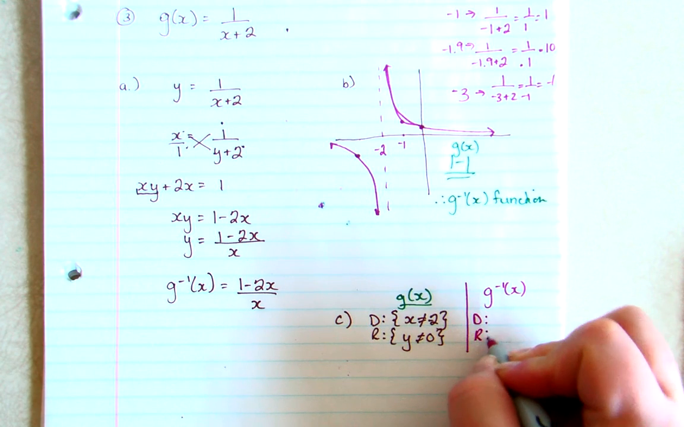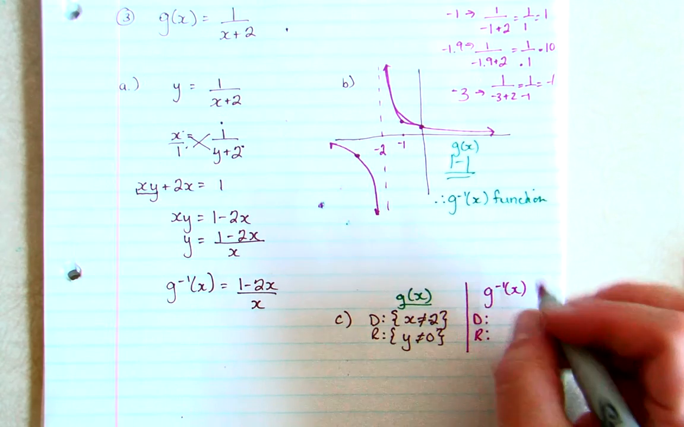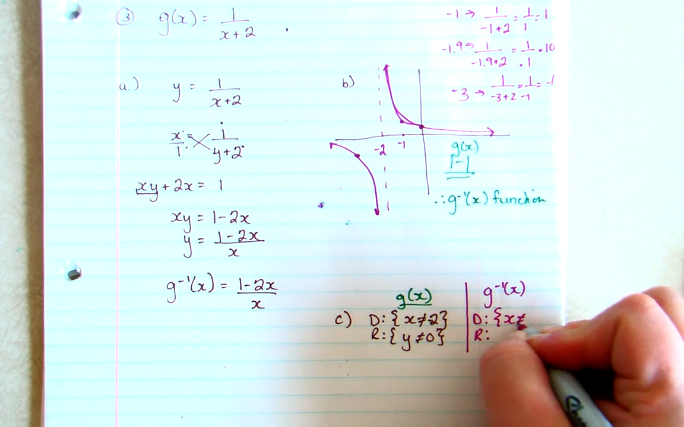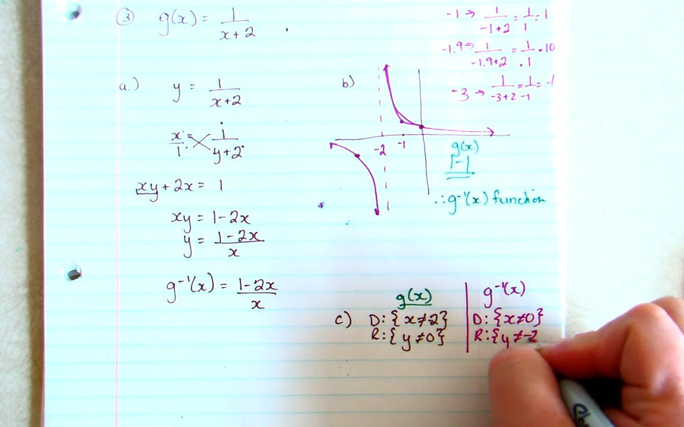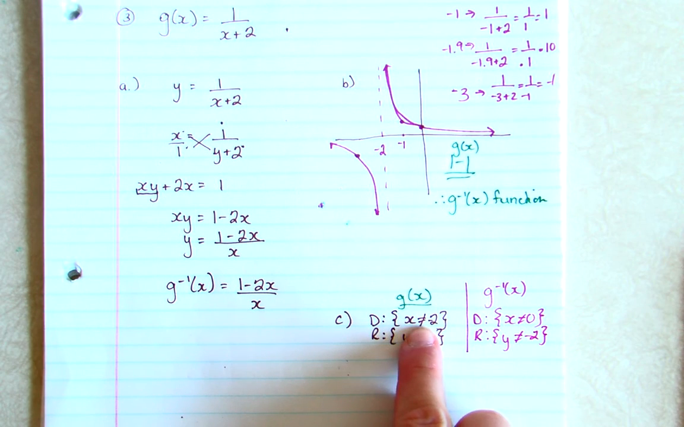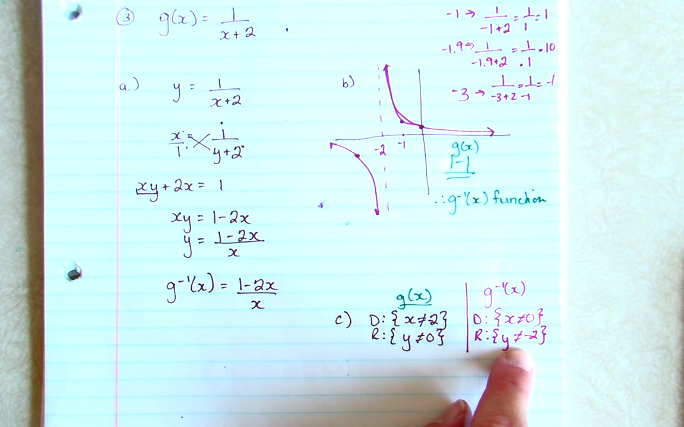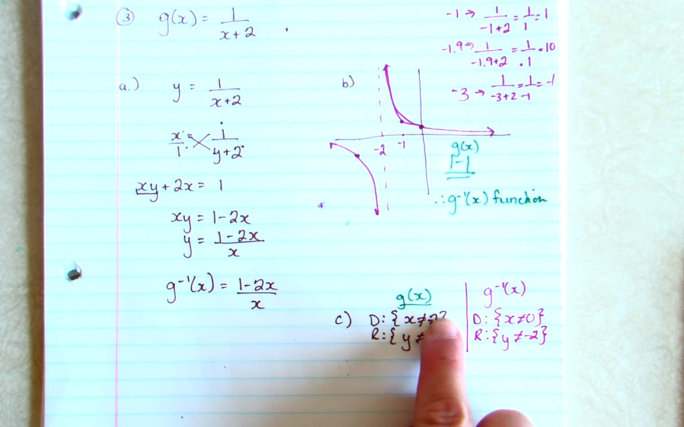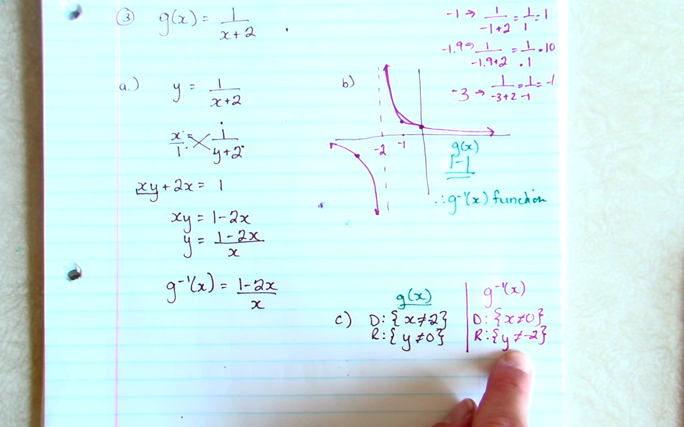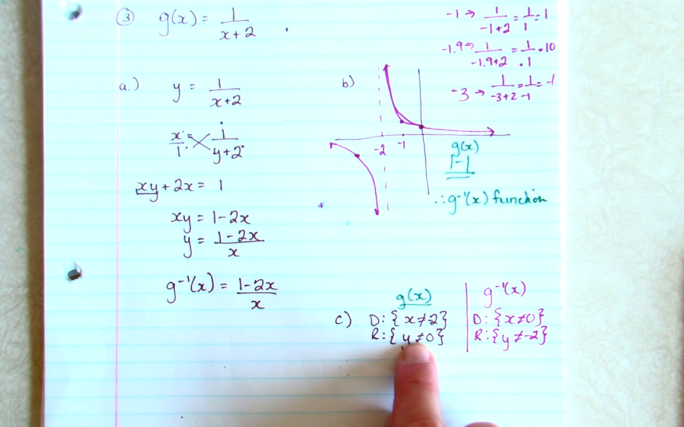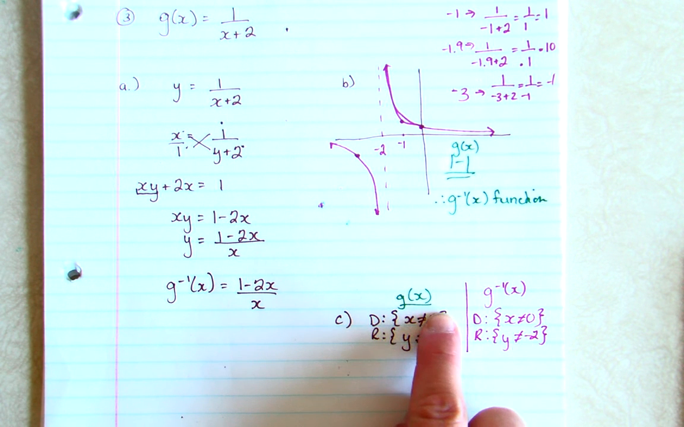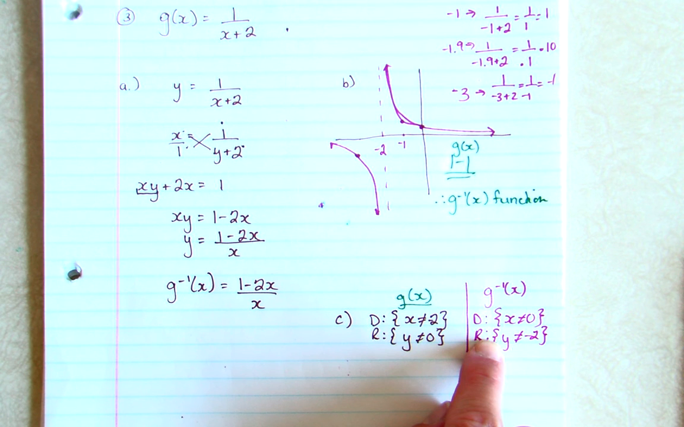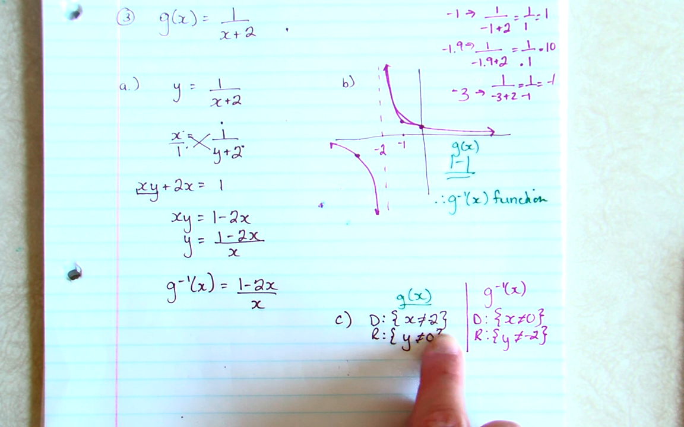Well, because I have the domain and range of the original, I can flop them around, and I will have the domain and range of the inverse. So x not equal to negative 2 translated into y not equal to negative 2. And y not equal to 0 became x not equal to 0. My domain on the original is the range on my inverse, and the range on my original is my domain on my inverse.